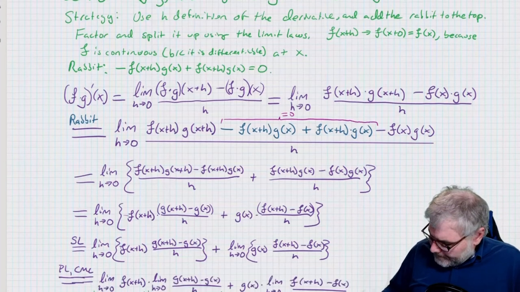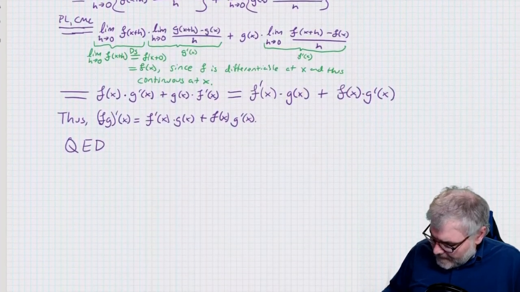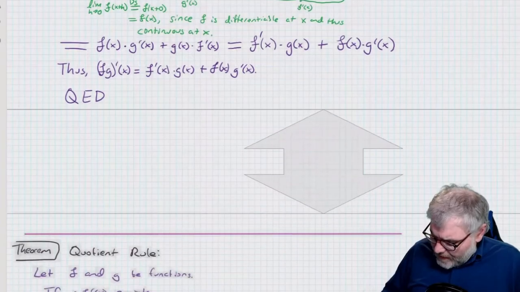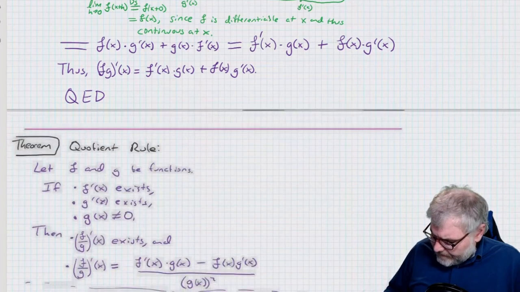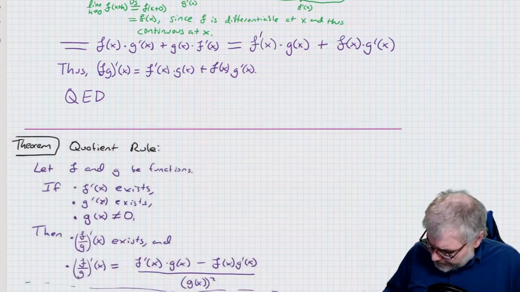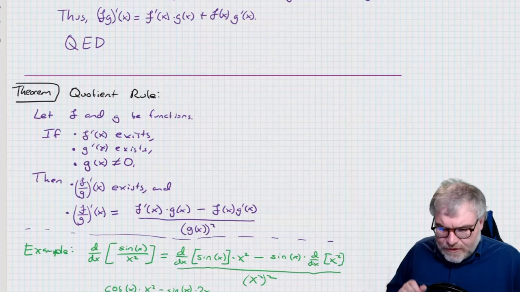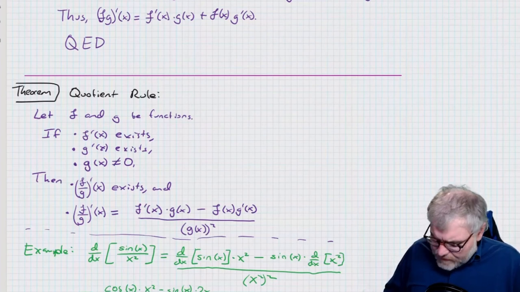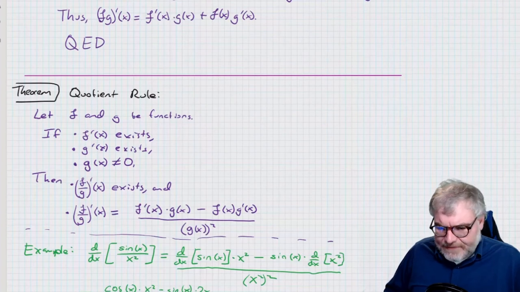So that's how you prove the product rule. Makes perfect sense. Let's look at the other major rule for this section, the quotient rule. The quotient rule is very similar to the product rule. But I need an extra condition, and that's that the bottom does not equal zero.